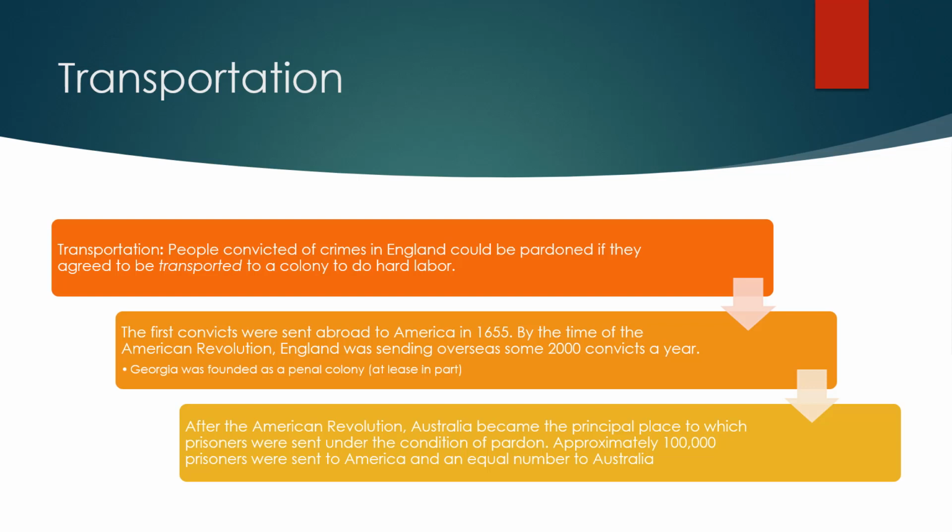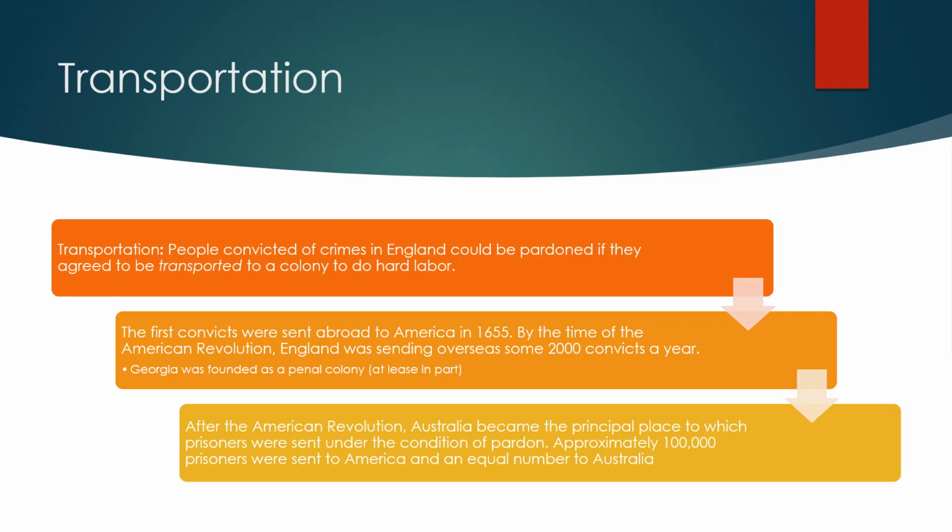So the first convicts were actually sent to America in the 1650s. And by the time the American Revolution rolls around, England is expelling or transporting more than 2,000 convicts a year. In fact, if you go down to Georgia, the entire state of Georgia was founded as a penal colony, that the people convicted of crimes in England were going to be shipped to Georgia.